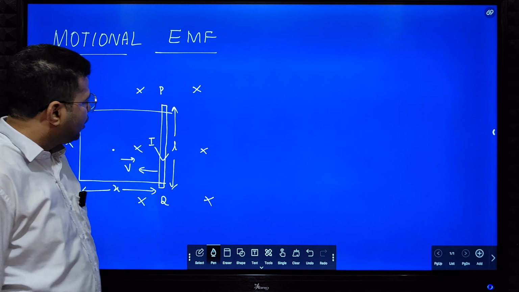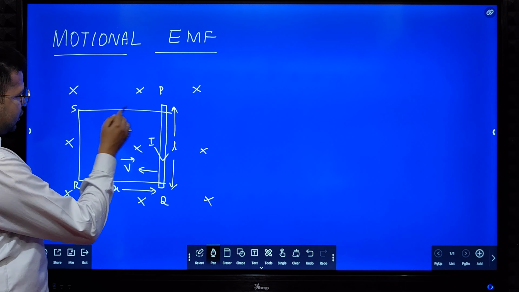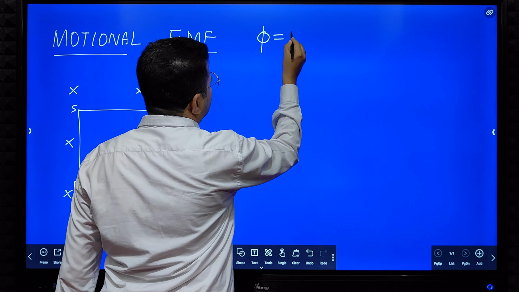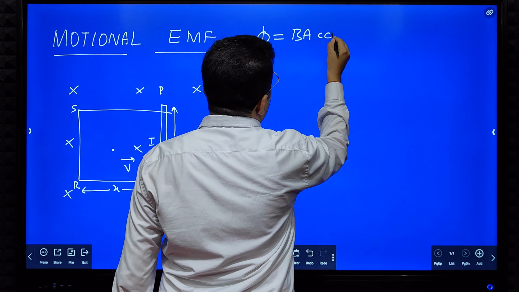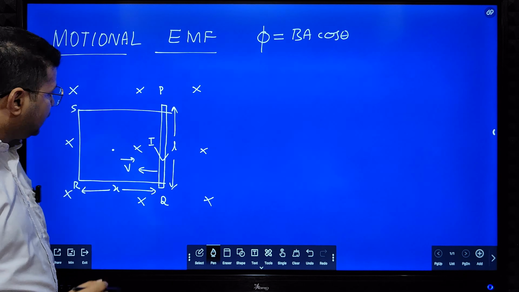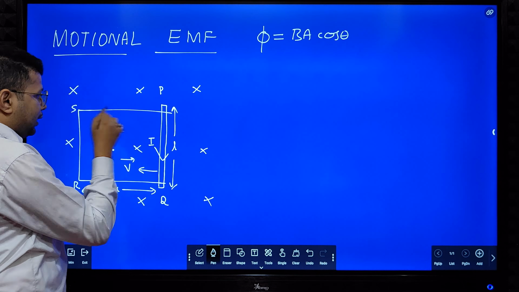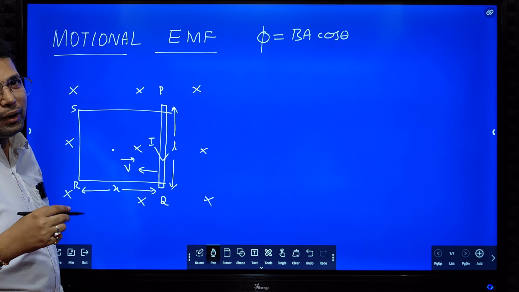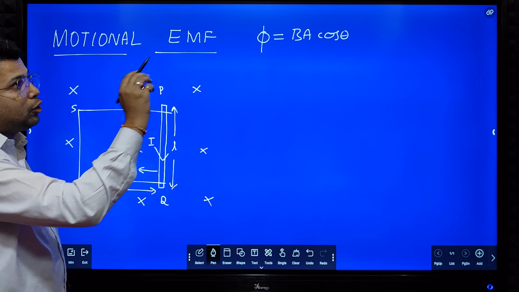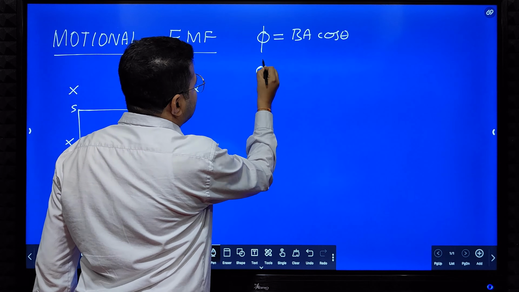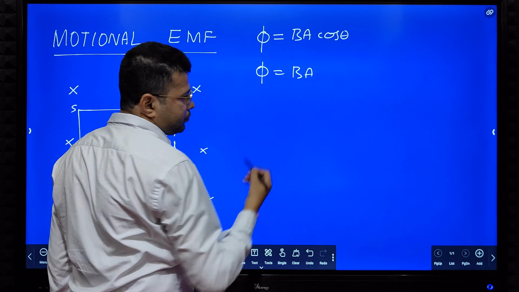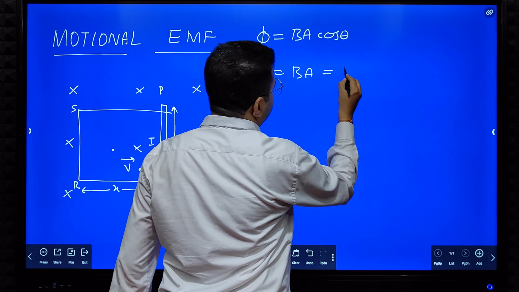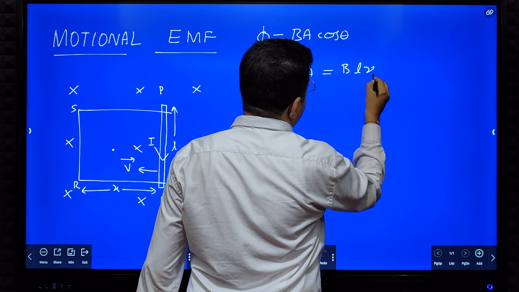This is very important. Now, flux through this loop PQRS is given by flux equals BA cos theta. If you look at this rectangular frame PQRS, the area vector is into the plane of the board, and the magnetic field is also into the plane of the board. The angle between B and A is 0 degree, cos 0 is 1. So flux can be simply written as B into A. Area is length into breadth, L into X, so flux is B into L into X.